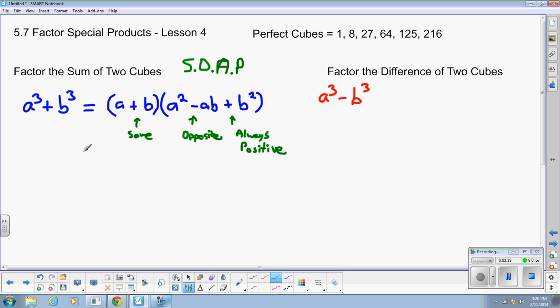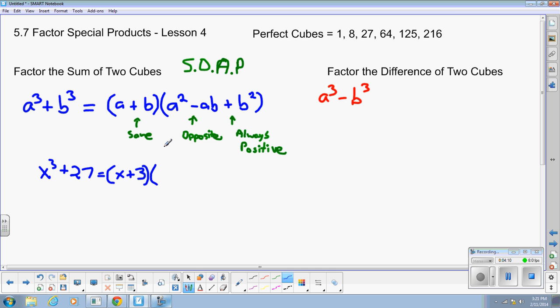So to show you an example of what I'm talking about here, we would have something that looks like this. If you have x cubed plus 27, x cubed and 27 are both perfect cubes. That equals, parenthesis, the cubed root of x cubed is x. The cubed root of 27 is 3. So I go plus 3 because I have same sign, cubed root.